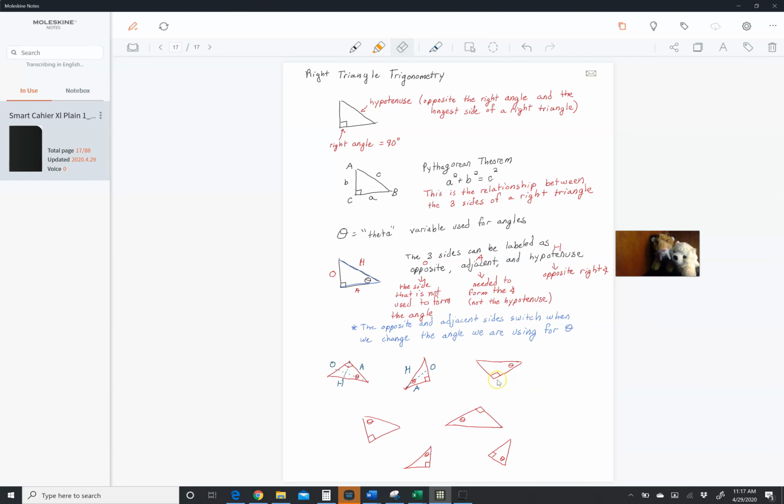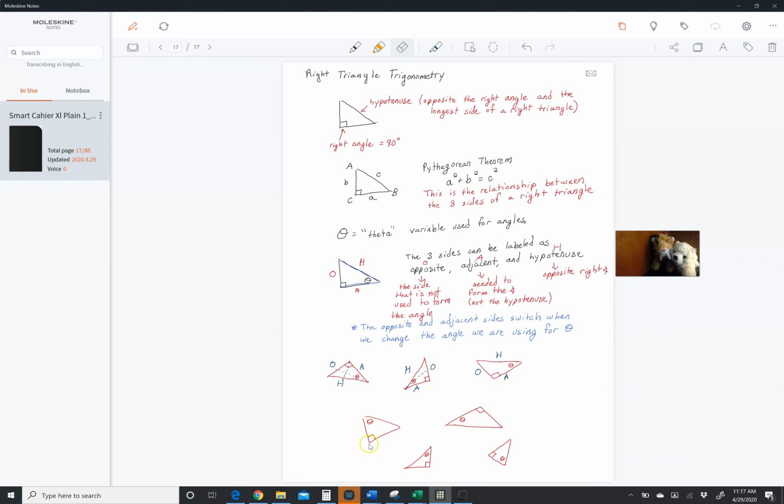Okay. In this one, if we do the adjacent first, the adjacent is the one that you'll see connected to both the right angle and the angle. Okay, because the adjacent is needed for both of them. So that's this side here. You see the little square is attached and the theta is next to that side. So this is adjacent. This one is what's across the right angle, the hypotenuse. And then the one that's left over is the opposite. Okay.